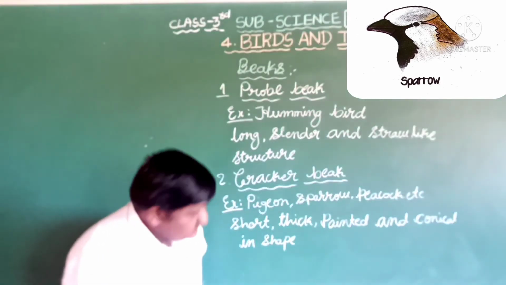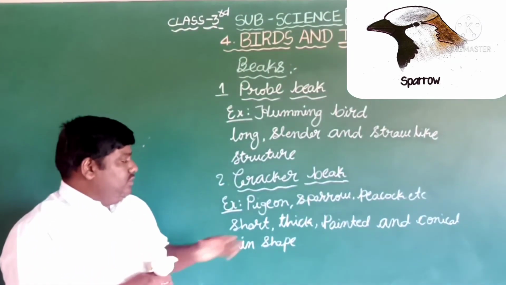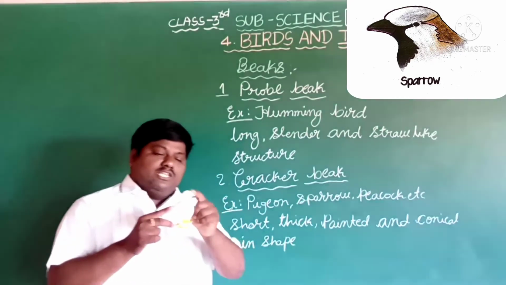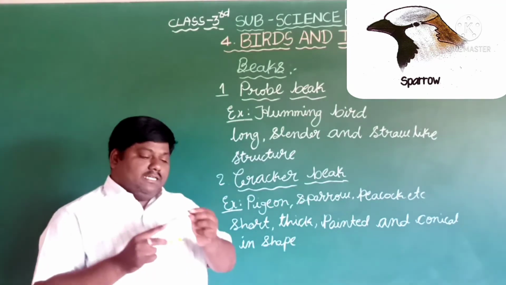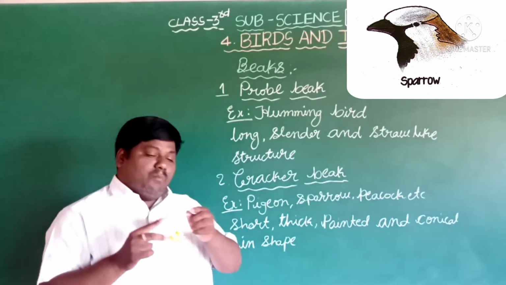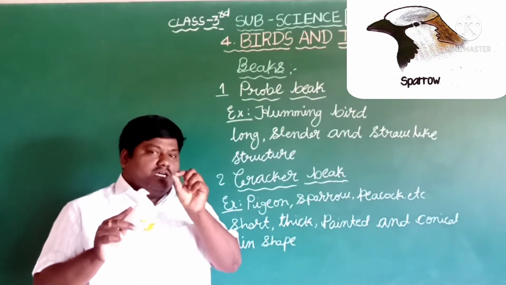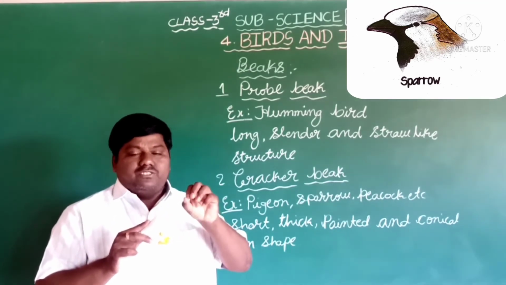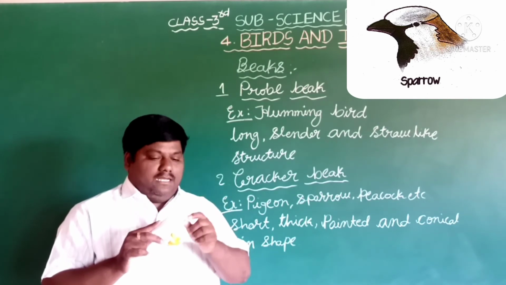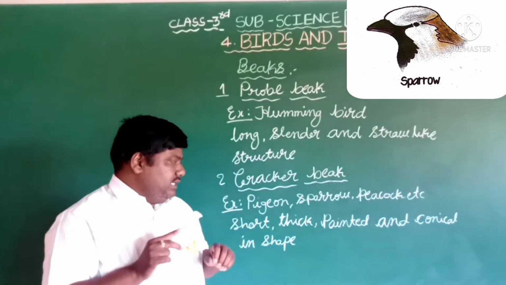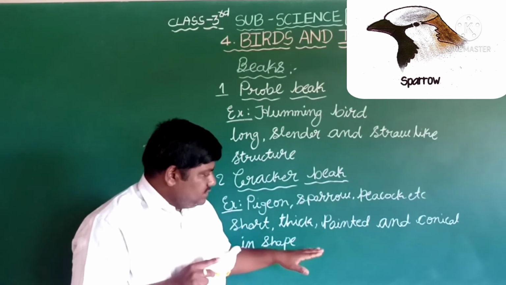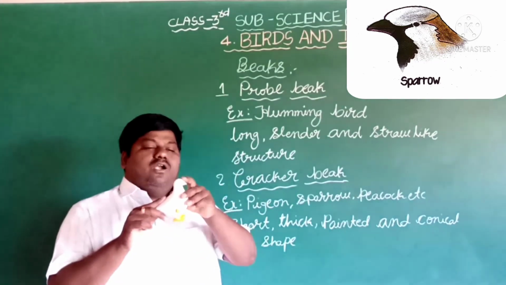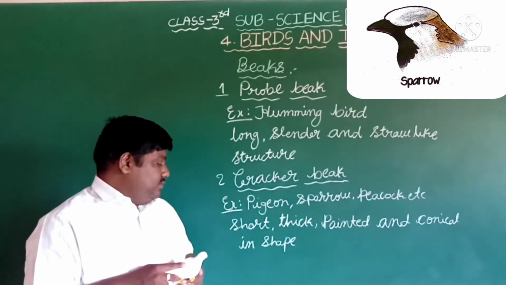See, this is the pigeon. Already I told pigeon is also an example for cracker beak. See how it is short and it is also thick and pointed. Okay, like a nail, sharp like that. Next, pointed and conical shape. See, this is what we call a conical shape.